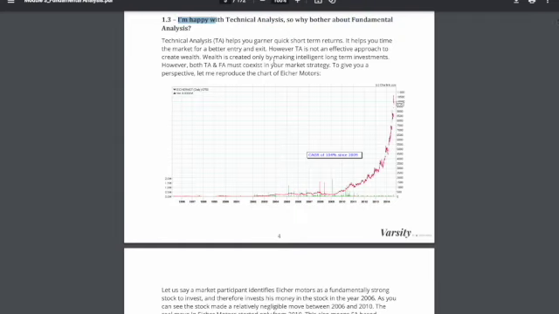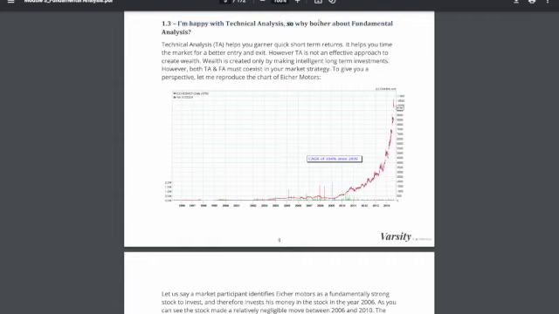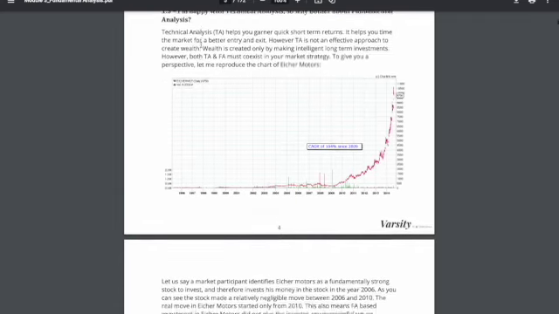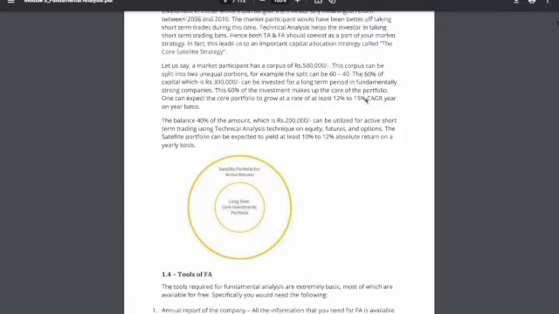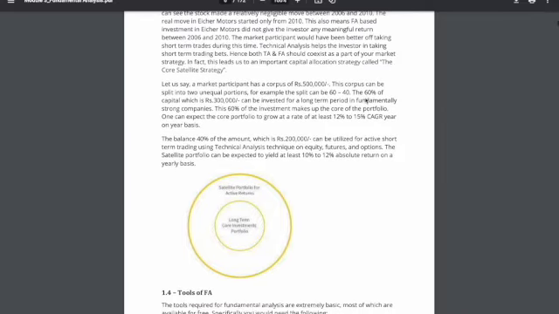You're happy with technical analysis, so why bother about fundamental analysis? And again, you just want this holistic approach. Technical analysis is going to tell you when to buy. Fundamental analysis is going to tell you what to buy.